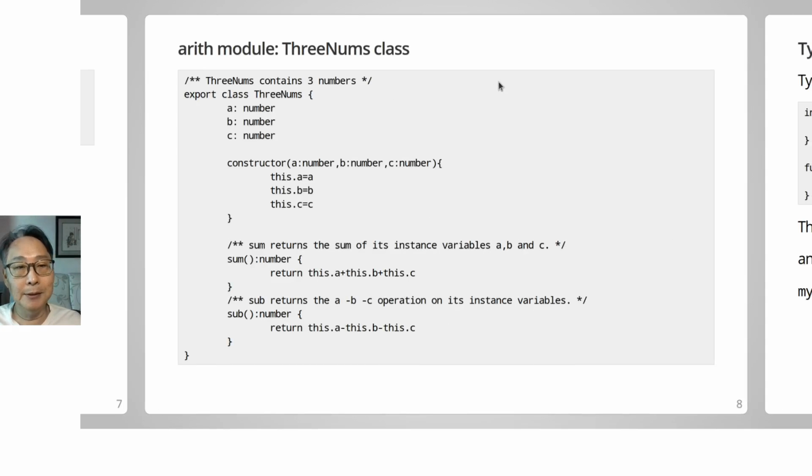This is how the 3nums class looks like. Our instance variables, the constructor. This is public because it's exported. So we should have a TypeScript doc to explain what this method does, and it does that, sum, and sub. Well, sub is not a good name, but I didn't want a long name for this demo. So basically it's A minus B minus C.